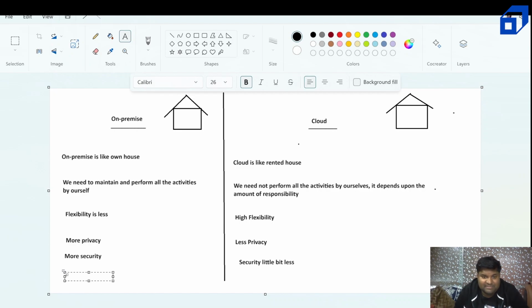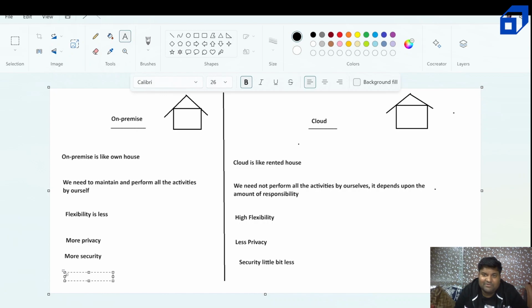On-premise, flexibility is less. I have to stay there. I need to make sure I am there because I'm taking care of everything. If I go somewhere, something might happen behind my back. So flexibility wise, it is less. With cloud, since it's a rented house, I can lock it and go anytime because obviously there are other people staying there, or there are neighbors, right?